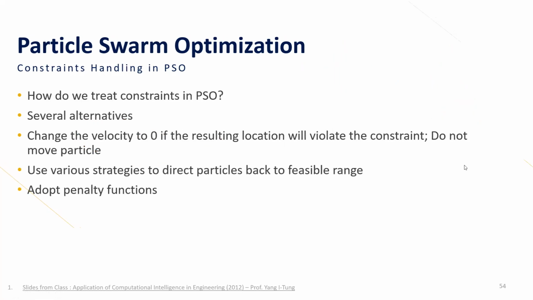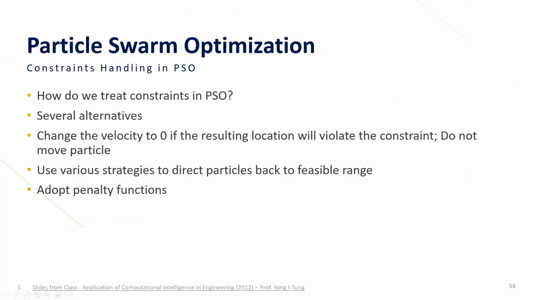There are several other strategies as well, like introducing a penalty value. Whenever your location violates the constraint, you apply a penalty value. But this is not easy to do. There are several other strategies as well.